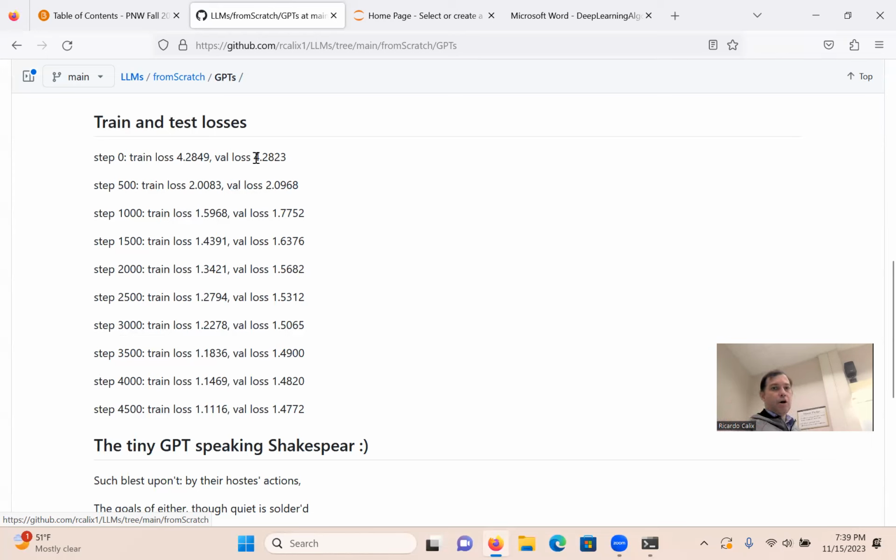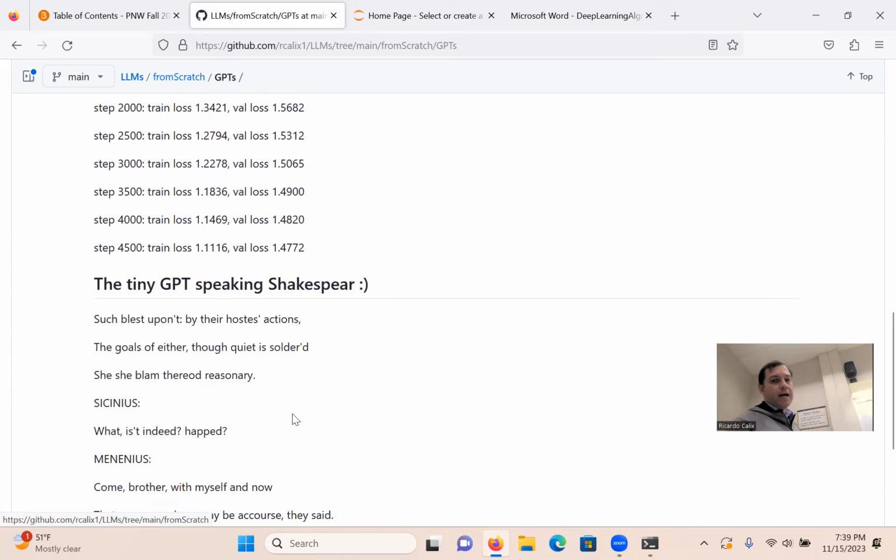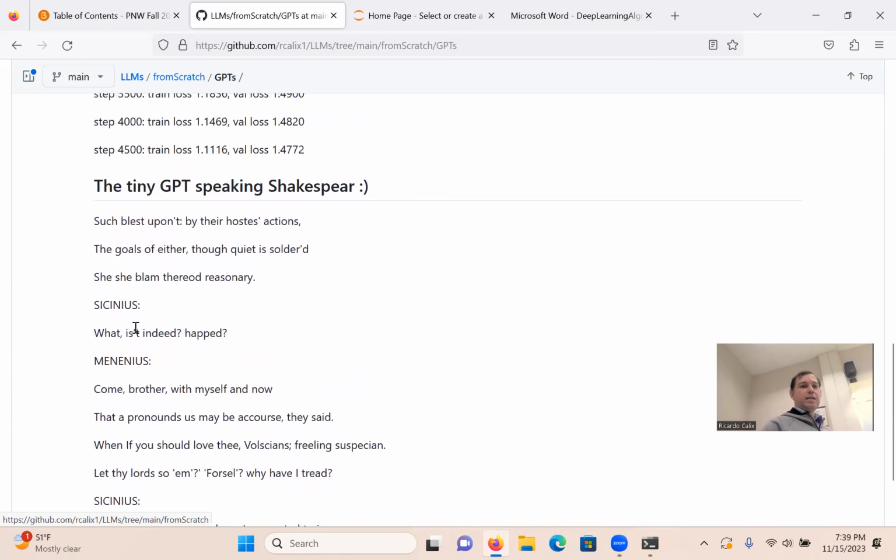Okay. This is the training process as I did it. And you can see that the loss started at 4.2 and it made its way down to 1.4. So when you guys do this, it's not a homework, but if you choose to do so, hopefully you'll get the same results. Got it? All right. And then after that, the tiny GPT model speaking Shakespeare. That's it. So this is a little bit of output of what it actually generates.